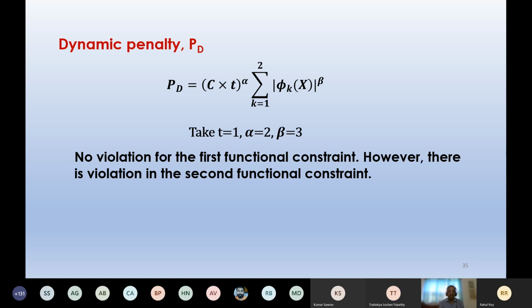I'm not claiming that genetic algorithm is the best in the world. Yes, sir. Next.